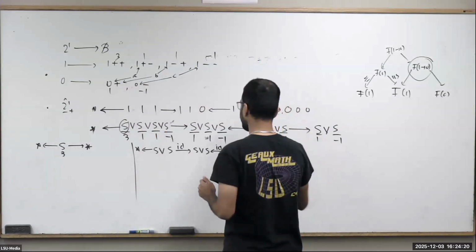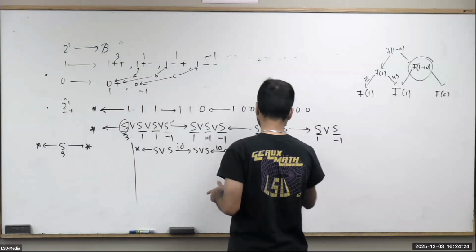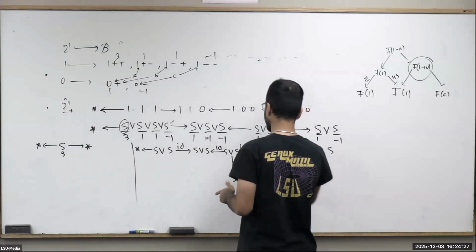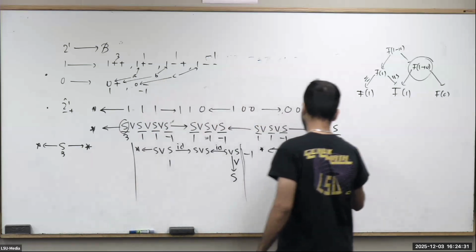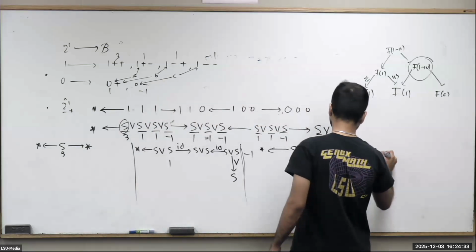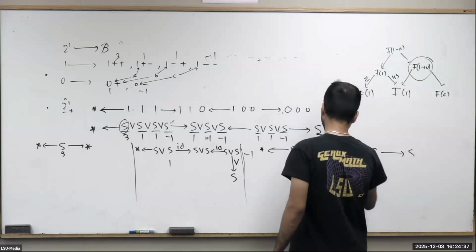And the last one is your minus 1. So this is your star. S, S, and the minus 1. This is your 3. This is your 1. This is your minus 1. S, S, S, S, S. So all of these maps are identity.